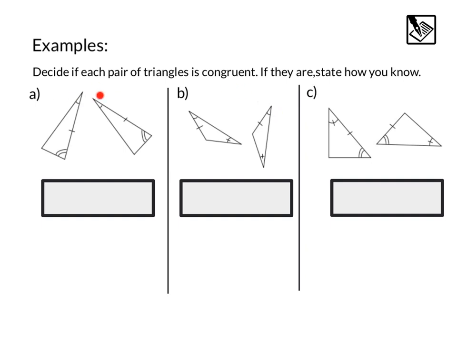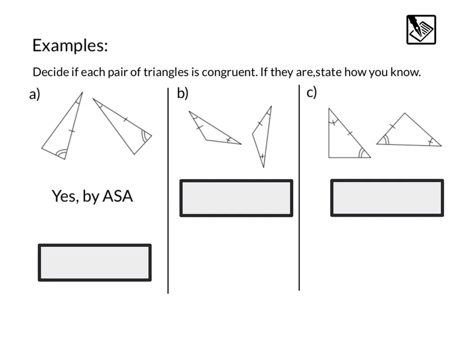Here we want to decide if each pair of triangles is congruent. If they are congruent, we want to state how we know, and we're going to be using those theorems we just talked about. For A, I can see that these two angles are congruent, these two sides are congruent, and this angle is also congruent. That would be an angle-side-angle relationship. So yes, these are congruent by angle-side-angle.